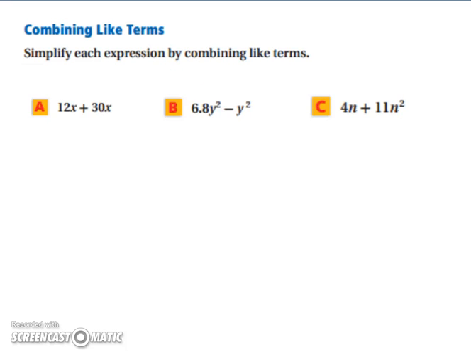Let's try combining like terms. Once again, you can only combine like terms. If they're not like terms, you can't go putting them together. So we have 12x and 30x. Both of them have an x, and they're the same. So therefore we have 12 x's plus 30 x's gives us 42x.